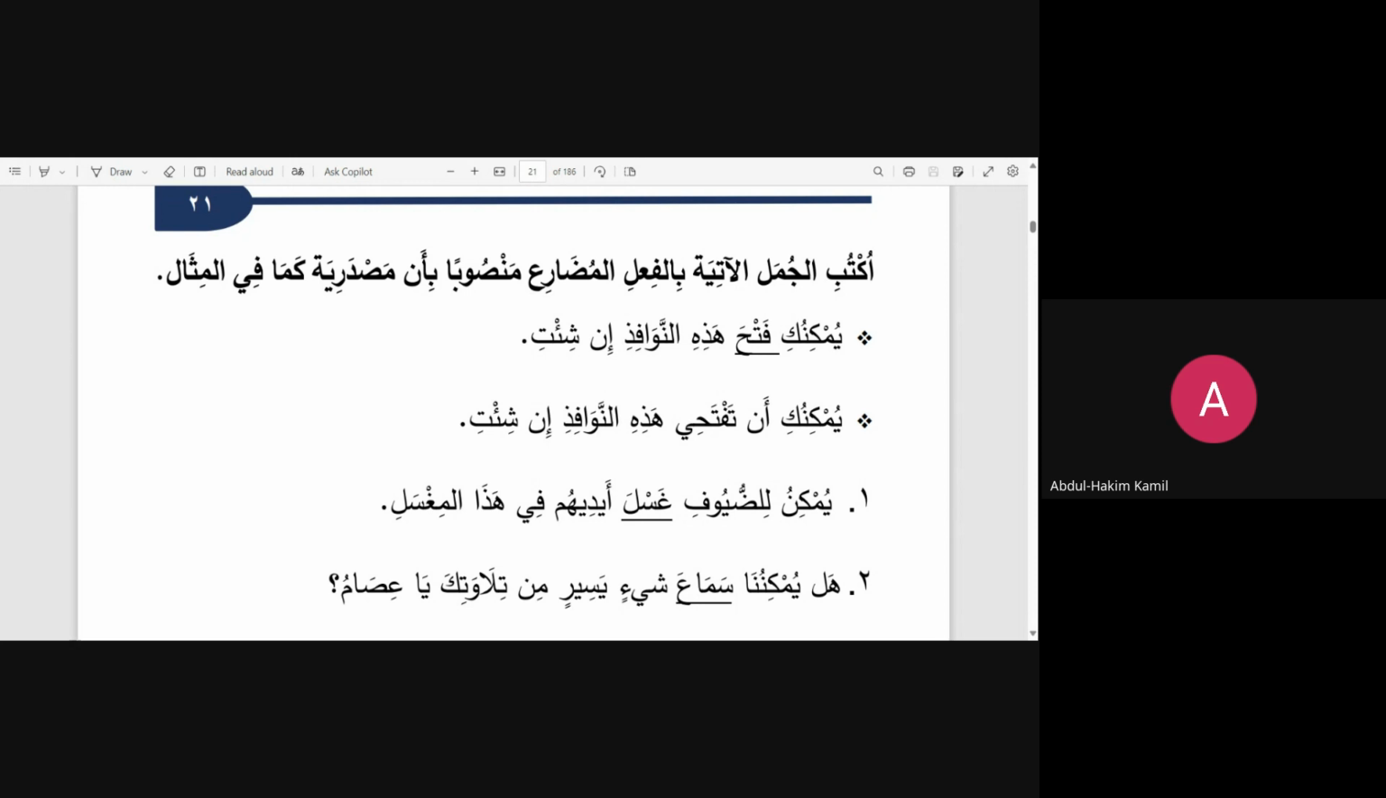Now, but don't say yumkinuki an taftahi; an is for Hamza. An taftahi, an taf'ali, an tarkabi, an is together. Yumkinuki an taftahi, it's together.